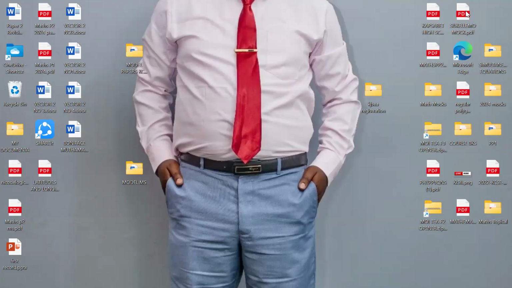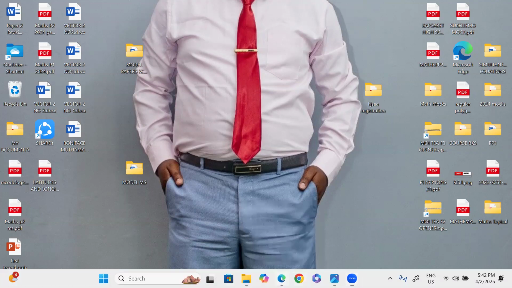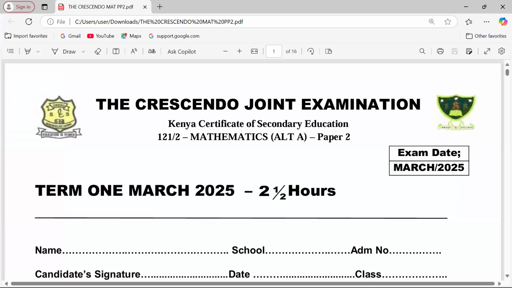Welcome so much to this lesson. We're going to continue with Mathematics Paper 2, the Crescendo Joint Examination. It's an exam which has been done by several schools. We have already discussed a good portion of the paper.